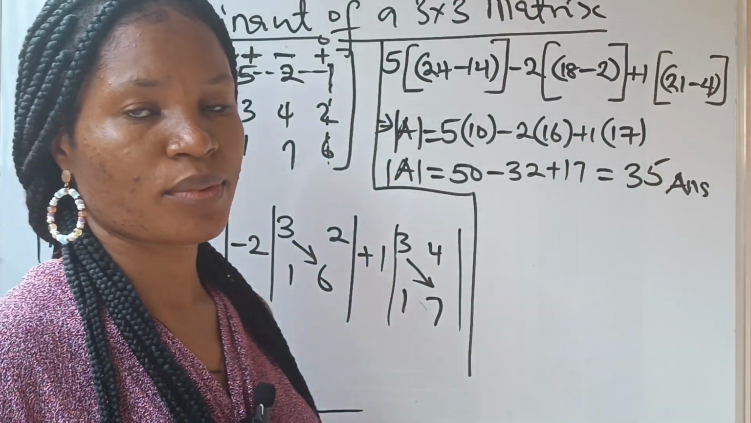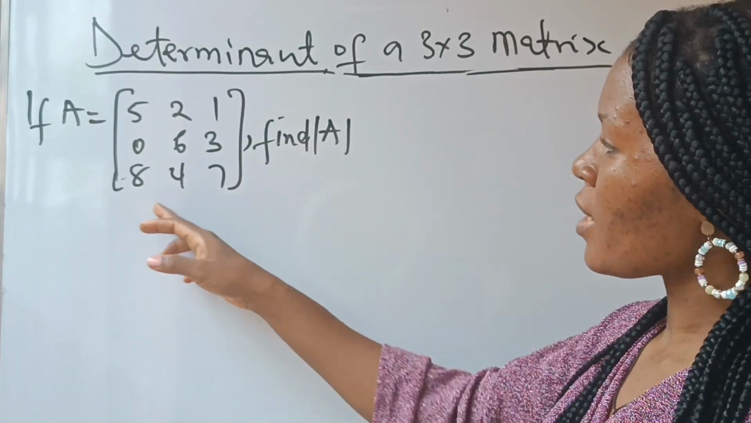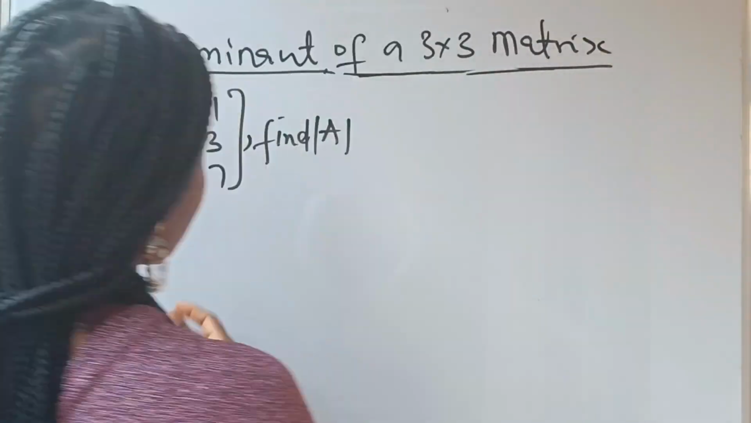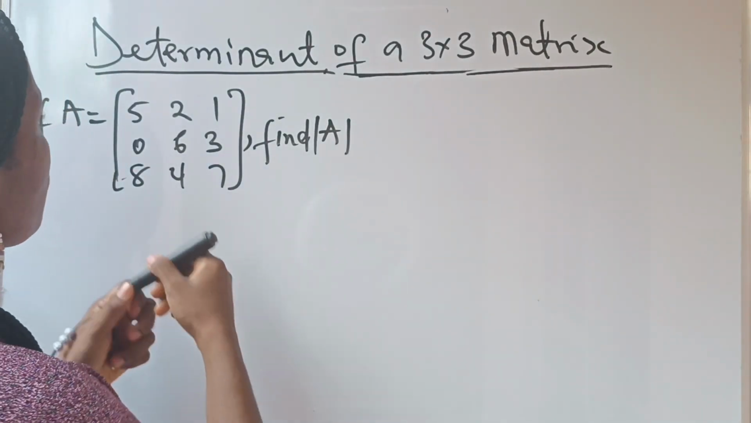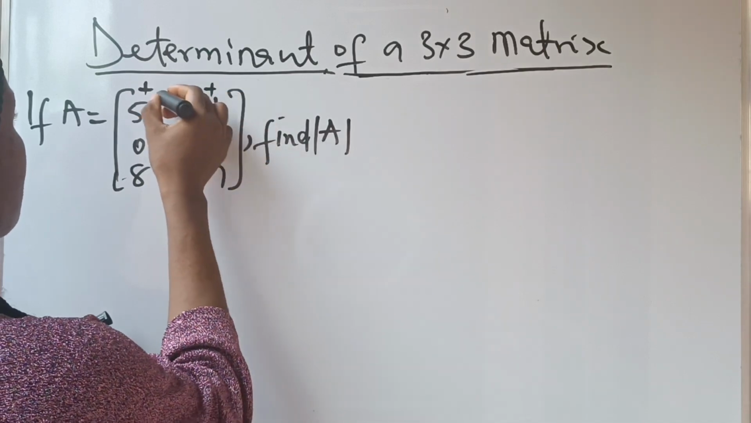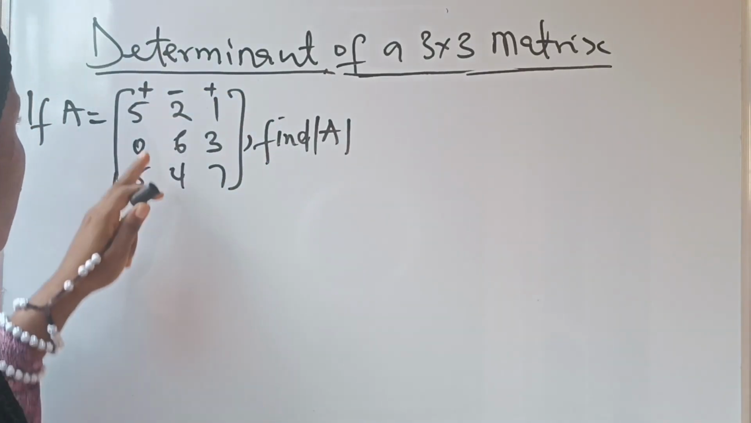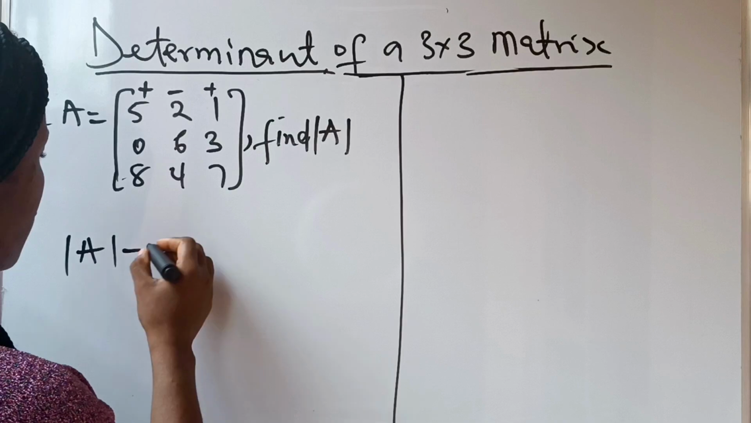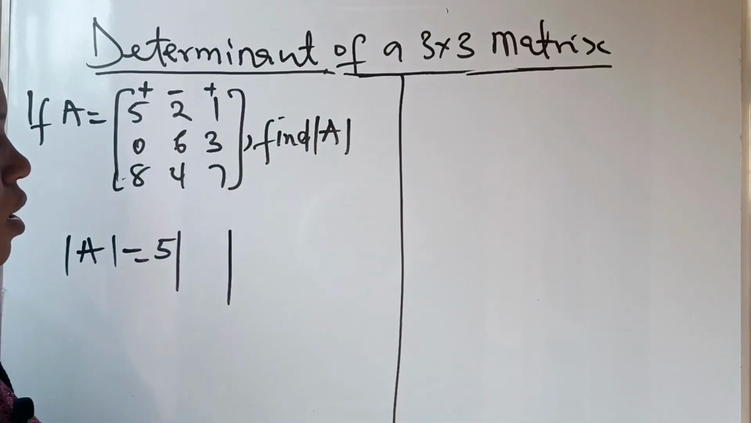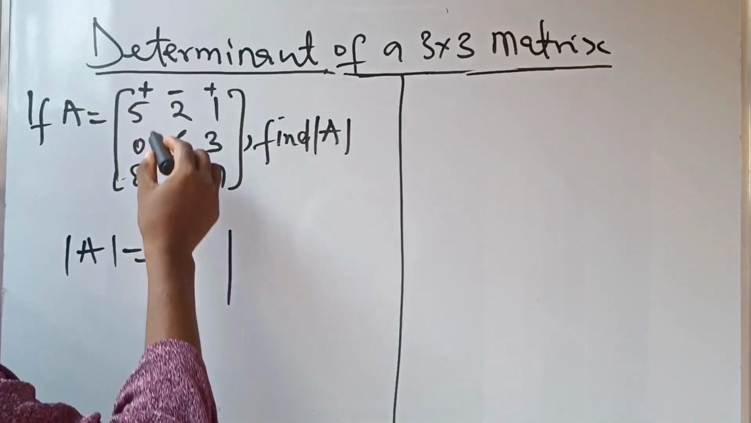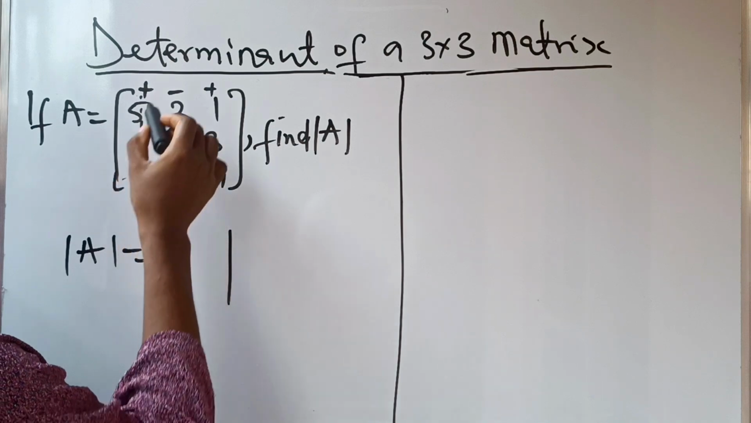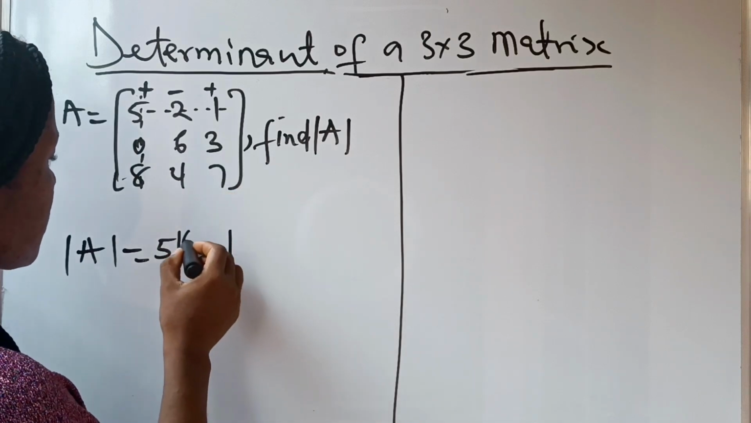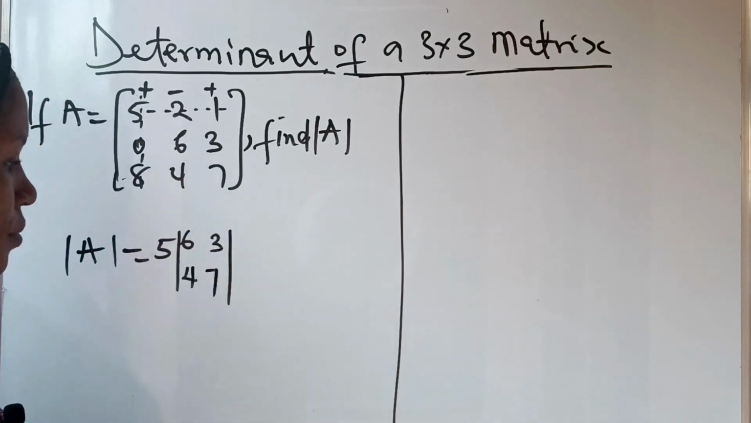Let's solve the second example. So this is the second example. We are asked to find the determinant of A, if A is equal to this. Let's get to it. Like I explained in the first example, you add your plus, minus, plus. Then we start. That means you're going to start with plus 5. So we have the determinant of A. This is plus 5 right now. So we are going to cover it vertically and horizontally. And when we do that, what do we have left? 6, 3, 4, 7.